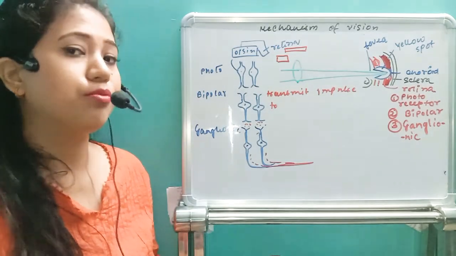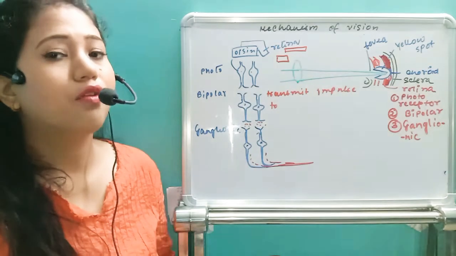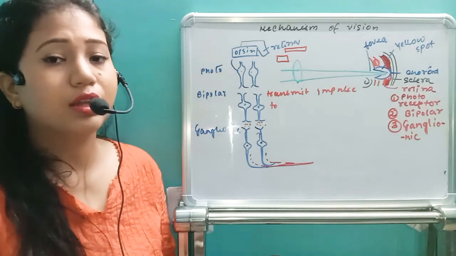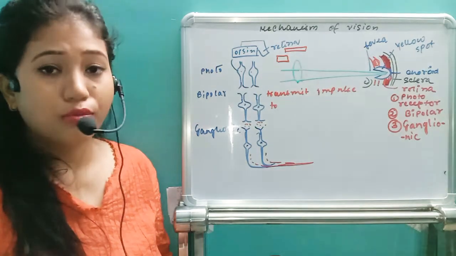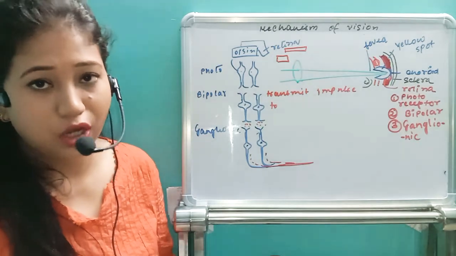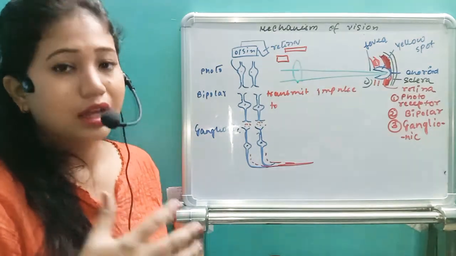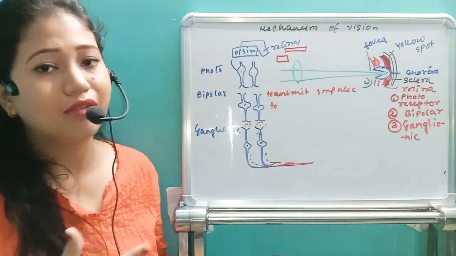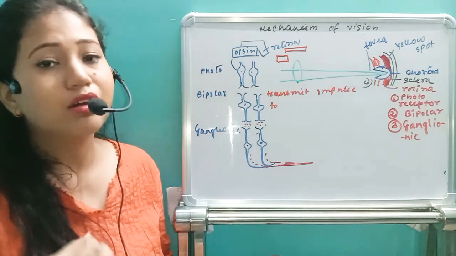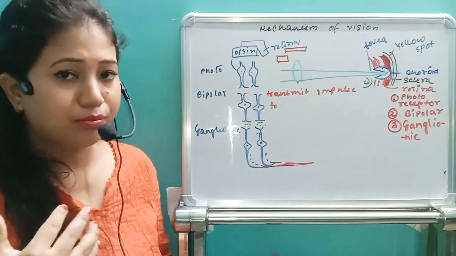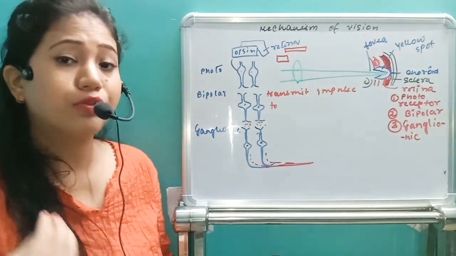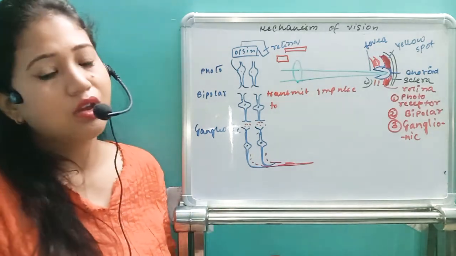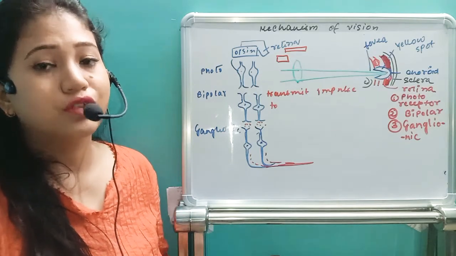As you can remember, in the brain we have the center for vision. I have told you, in the forebrain, in the cerebrum, we have the occipital lobe. Here we can sense and visualize every type of image, we can process or decode the image, and we can remember the images. So this is how the mechanism of vision completes.